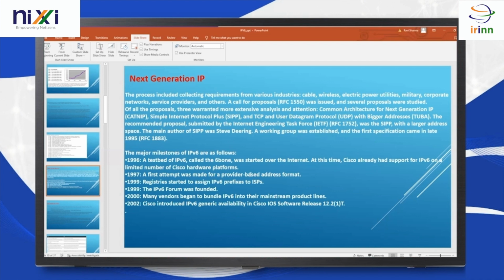We have Simple Internet Protocol Plus, TCP and UDP with bigger addressing, TUBA, and the recommended proposal submitted by the Internet Engineering Task Force with RFC 1752 was SIP, with a larger address space. The main author of SIP was Steve Deering. A working group was established, and the first specification came in late 1995, RFC 1883.